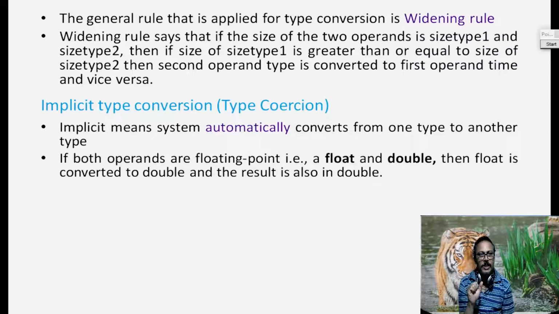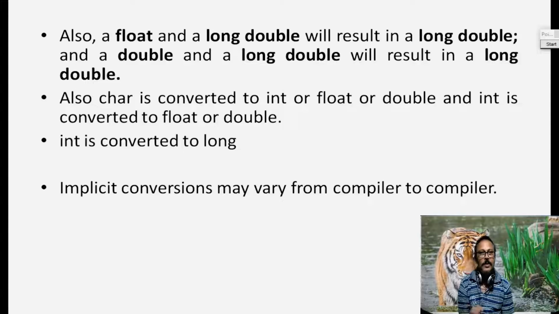So there are two types of conversion: implicit type conversion, otherwise called type coercion. Implicit means the system automatically converts from one type to another, following simply the widening rule. If both operands are floating point, float and double, then float is converted to double and the result is also double. Float and long double will result in a long double. Double and long double, then double is converted to long double.